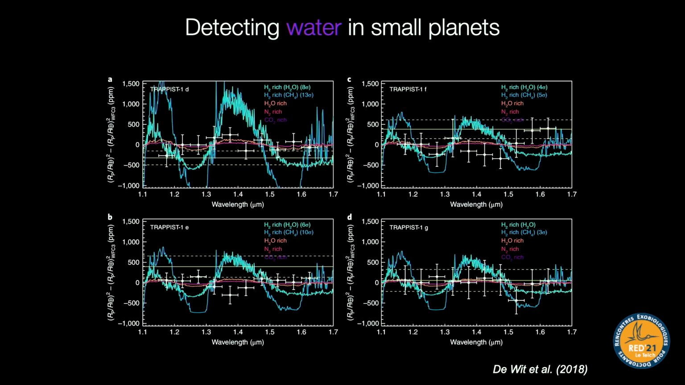So meaning that actually we think what is happening here is that basically these planets, they just don't have a hydrogen-dominated atmosphere. We don't know actually if they have an atmosphere. Now that's what we want to know.